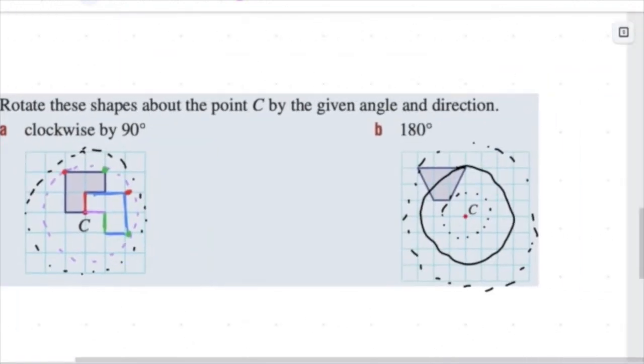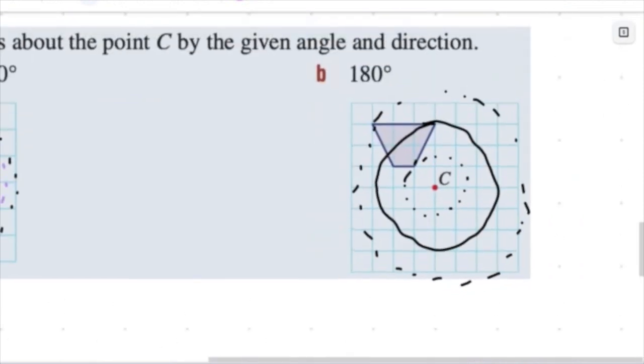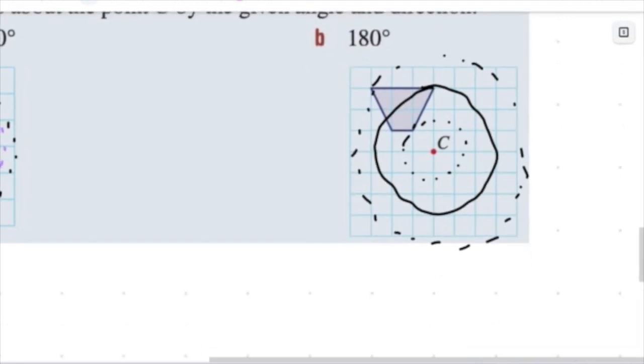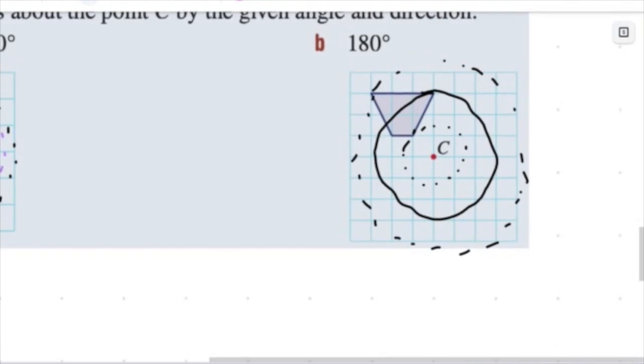Now, if we look at example 2, I'll zoom in on this one as much as I can. We are rotating 180 degrees. Now, the thing here is that it's not specifying clockwise or counterclockwise because no matter which direction we went, clockwise or counterclockwise, because it's 180 degrees, exactly halfway between 0 and 360, I'm going to end up in the same place.